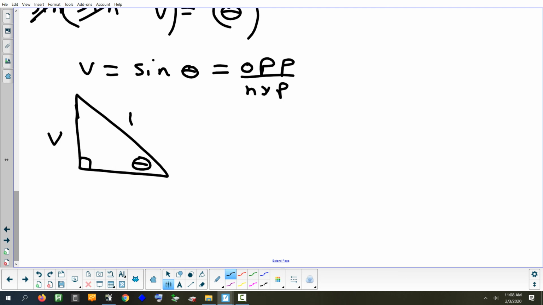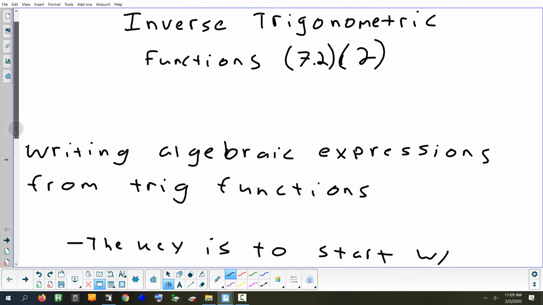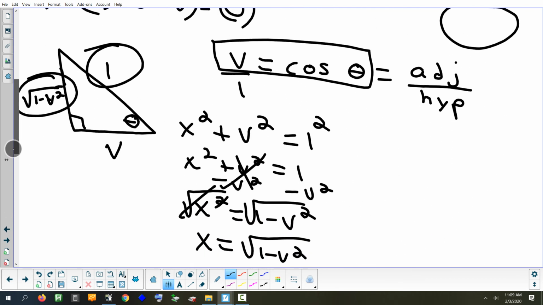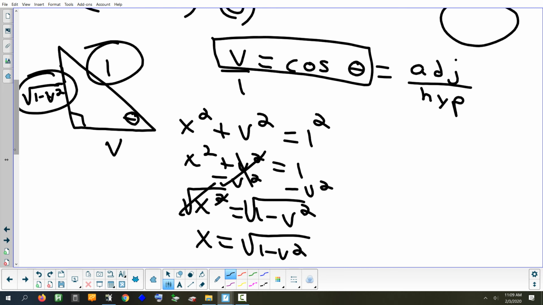So, Eric, can you set up the Pythagorean theorem temporarily? We'll just call that x. X squared plus v squared equals 1 squared. Yeah, and if you notice from the last problem, x squared plus v squared equals 1 squared. It's the same equation again. So you're going to see that set up a lot in these problems.